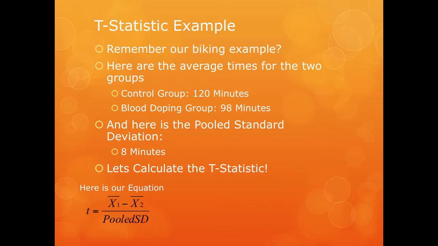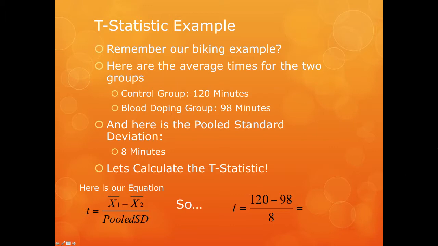This is our formula, and we're simply plugging in. So you're going to say the mean value of group 1, which is 120, minus 98, which is the mean of the second group, over the pooled standard deviation. Now a lot of students usually ask, how do we know which one's going to be X1 and which one X2? Good news, it doesn't matter.